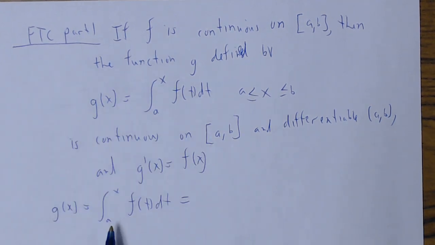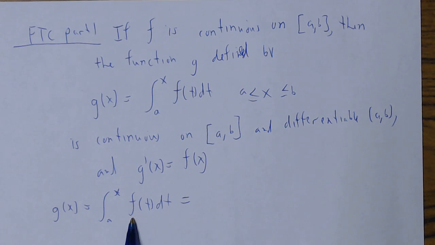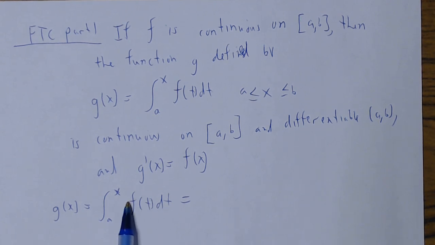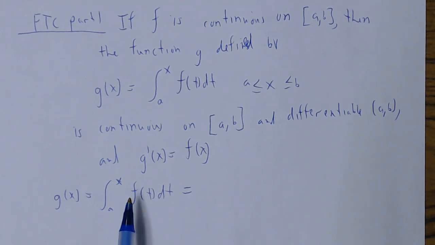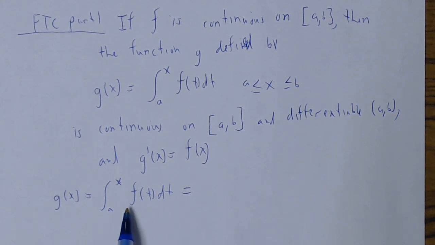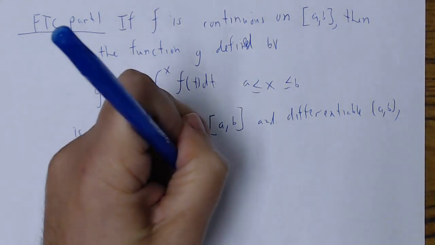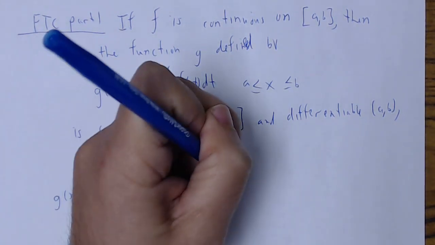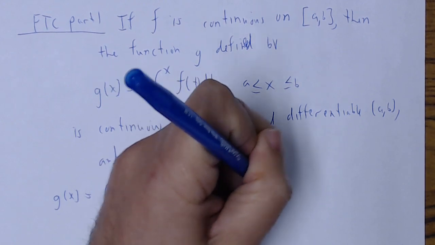So if using FTC part 2, how would this look? Since we don't know what lowercase f is, I don't know what the function is, and to be honest with you, I don't really care what this function is. What do I need to do here? To use FTC part 2, I need to find the antiderivative of lowercase f. So let's call it capital F. So what would that be? It'll be capital F of x minus capital F of a.